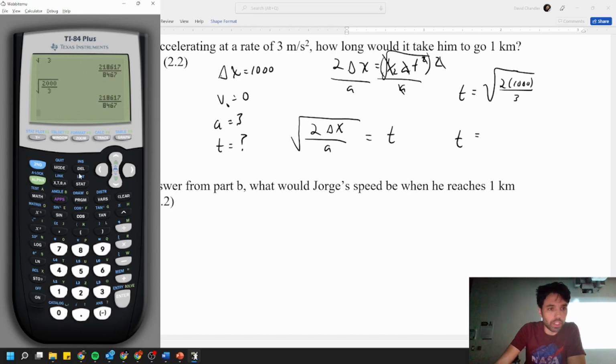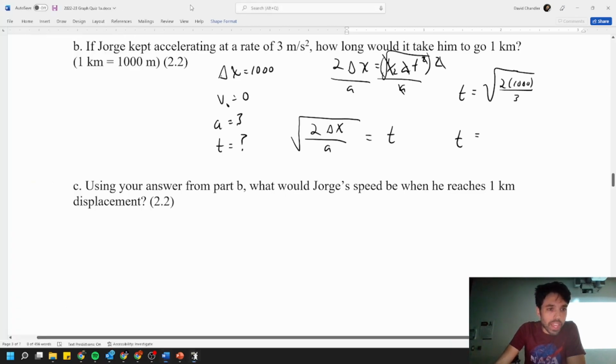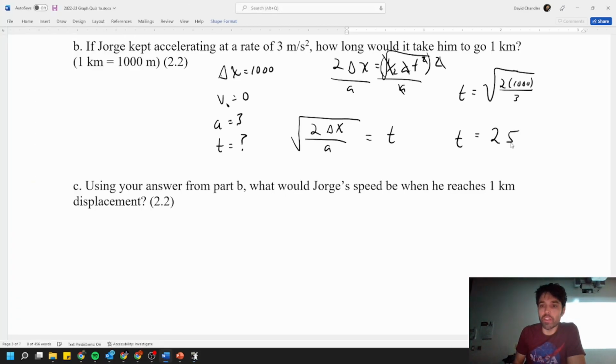But I don't want a fraction. Come on, calculator, give me the answer in decimal. How do you convert it? I forgot how to convert it. All right, fine. 8617 divided by 8467. There you go, 25.8. I don't know why it gives me the answer as this giant fraction. 25.8 seconds. That's actually really fast.